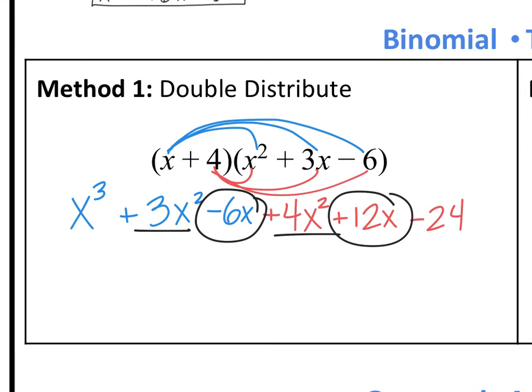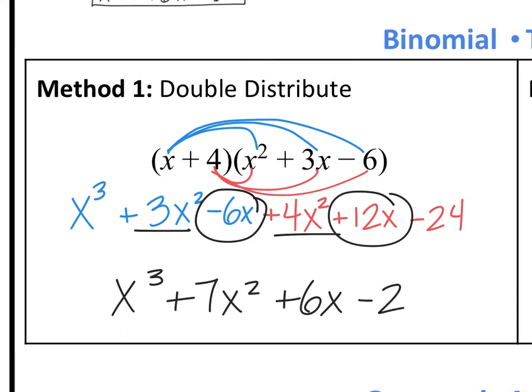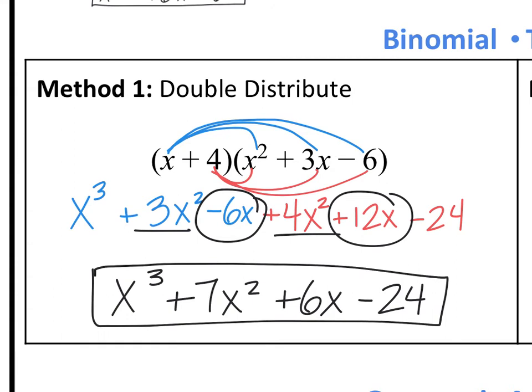Make sure when you write your final answer on these that it is in standard form, meaning that the exponents are highest to lowest. So x to the third plus 7x squared plus 6x minus 24 after you combine. If you like drawing lines and distributing, awesome. Do that in the future.